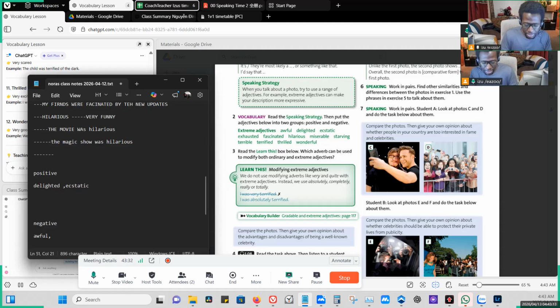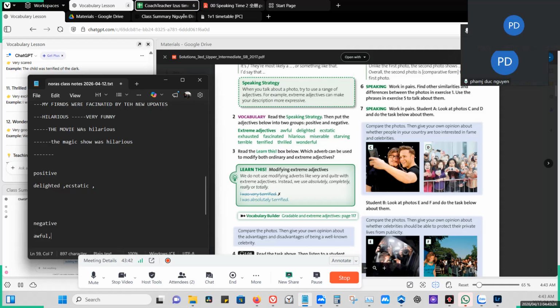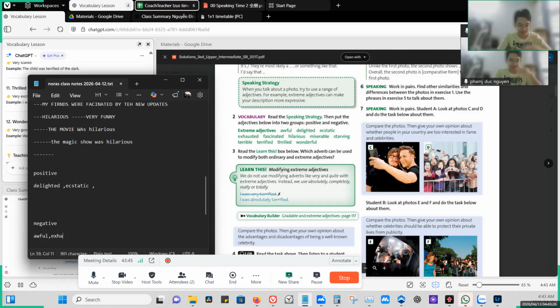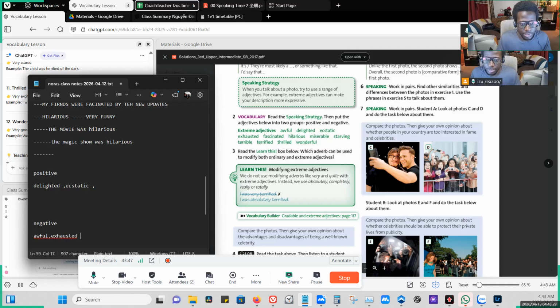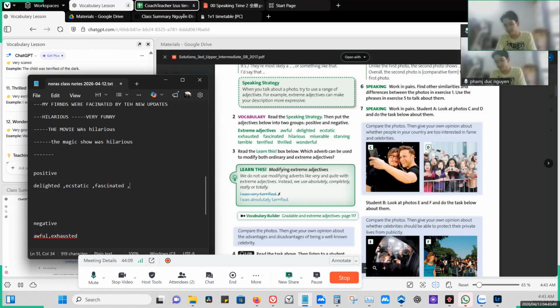After ecstatic, the next word we're going to talk about is exhausted. Is exhausted a positive word or a negative word? Exhausted is a negative word. Okay. After exhausted, the next word is fascinated. Is fascinated positive or negative? Positive. Okay. After fascinated, we have hilarious. Is hilarious positive or negative? Positive. Okay.